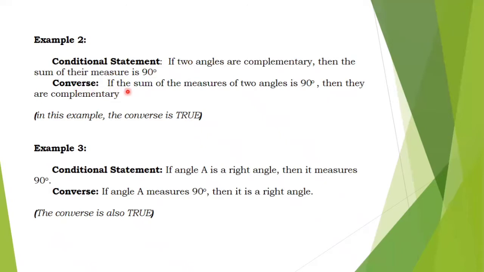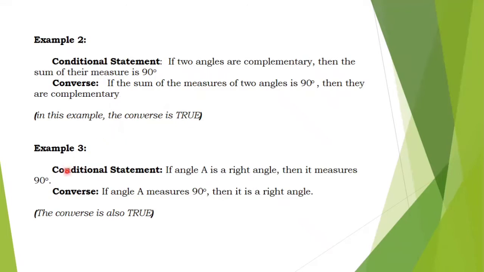So the converse will become if the sum of the measures of two angles, so take a look at this, the sum of the measures of two angles, you're going to write that after the word if. If the sum of the measure of two angles is 90 degrees, then they are complementary. Okay? So in this example, this time the converse is true. Diba? So, kapag may dalawang angle na ang sum ay 90 degrees, complementary naman talaga yun.